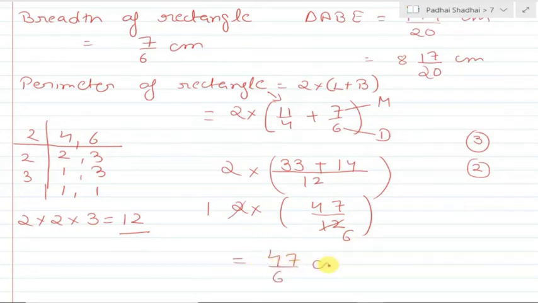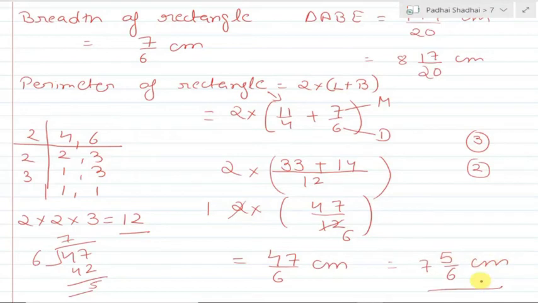Also we have to convert this into a mixed fraction. 47 by 6, if we divide 47 by 6 we get 6 7s are 42 and 5 will be the remainder. So interchanging the places, 6 will come in the denominator, 7 will be the whole number and 5 will go in the numerator. So the final answer will be 7 integer 5 by 6.